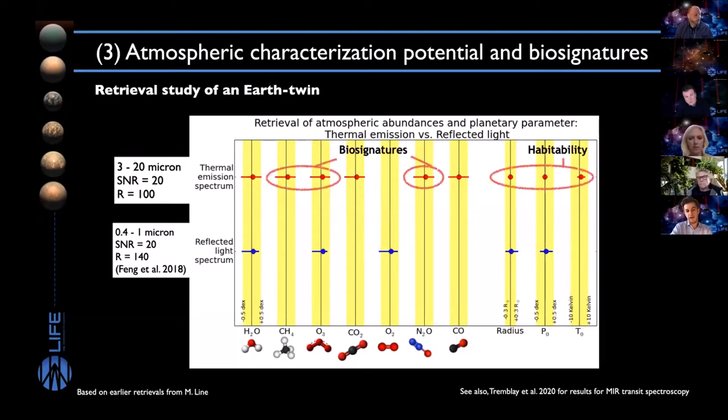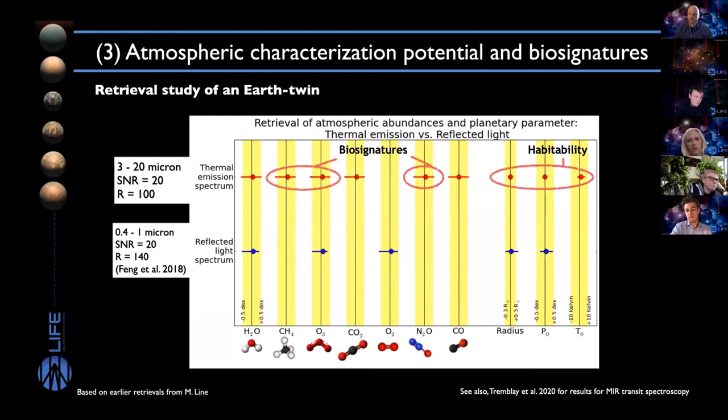So I would like to highlight a few things here: there's information contained in the thermal emission spectrum that you cannot get access to easily in reflected light, even with this mission concept that Feng et al. were studying. This relates to biosignatures. For instance, methane is really, really hard to get in reflected light. It seems to be easier to detect in thermal emission. We also have access to N2O, which is really not present in the optical or in the infrared and cannot be dug out. And on the right-hand side, you can see again those indicators for habitability.